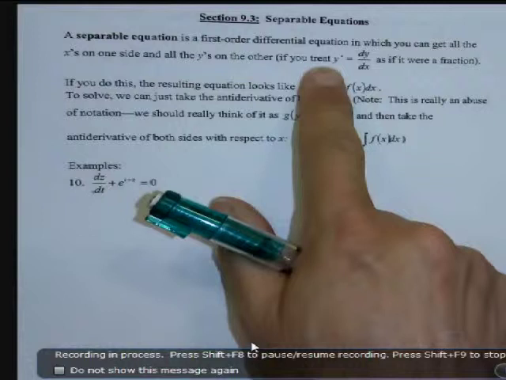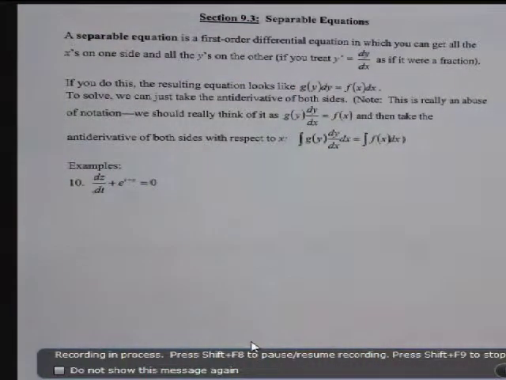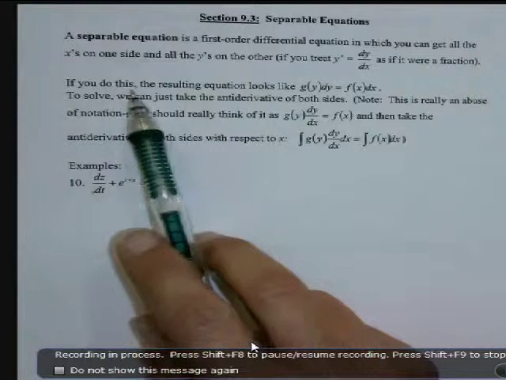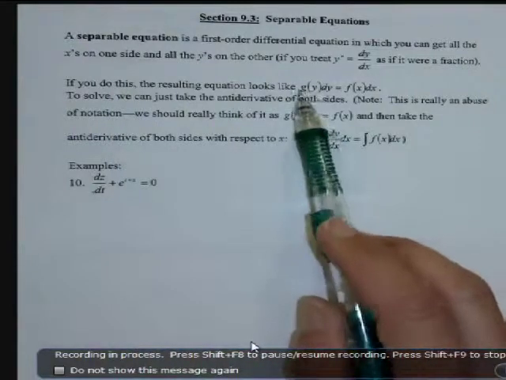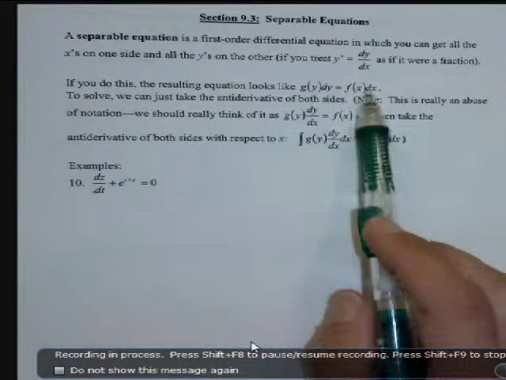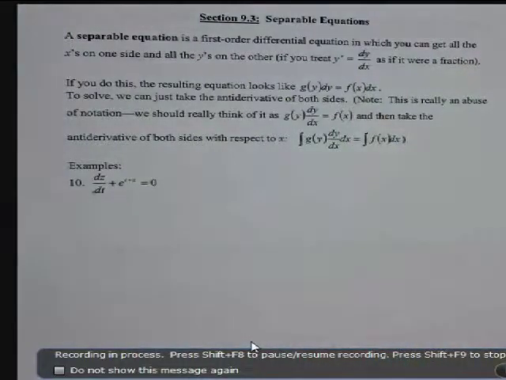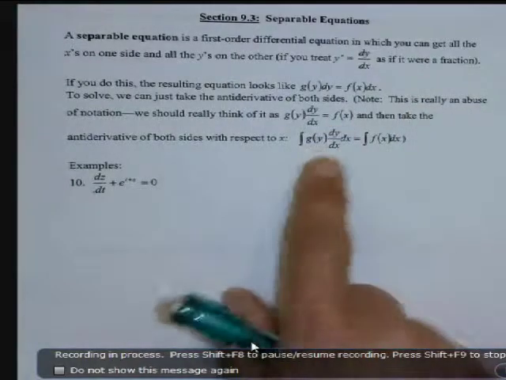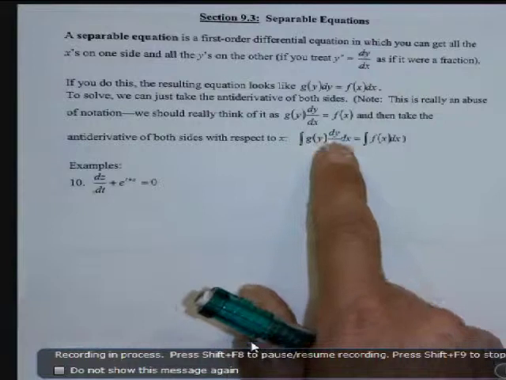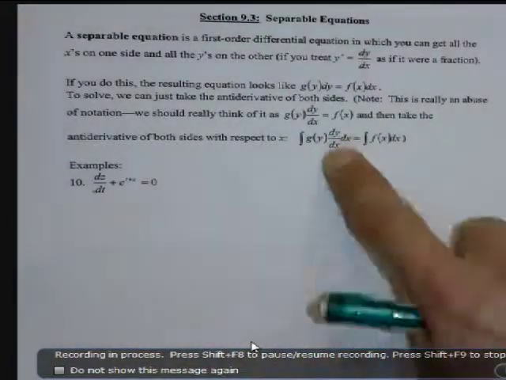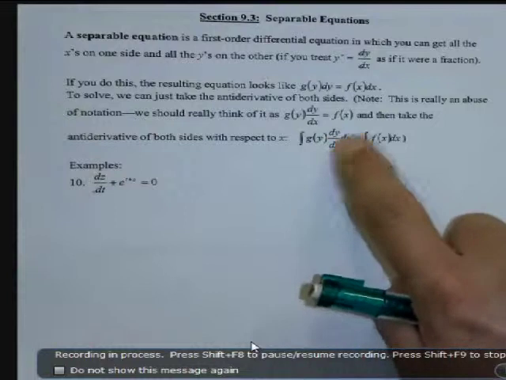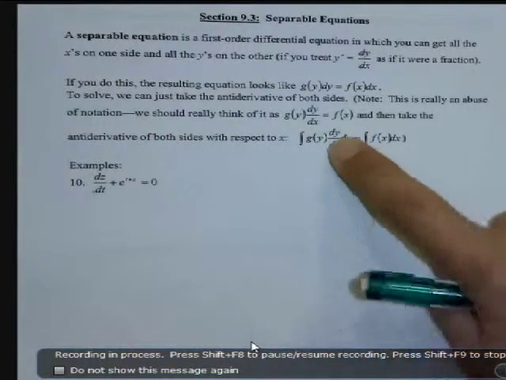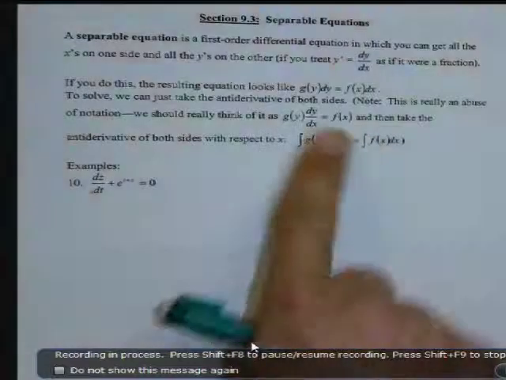Here we'll be thinking of y prime as dy/dx, and we'll think of dy/dx like a fraction where we can multiply both sides by the denominator. If you do this, the resulting equation will look like some function of y with a dy and some function of x with a dx, and then we just take the antiderivative of both sides. This is really an abuse of notation. I should leave the dy/dx and integrate both sides with respect to the same variable, since if we take the derivative with respect to x and integrate with respect to x, those kind of cancel each other out, but we'll always just think of writing it this way.